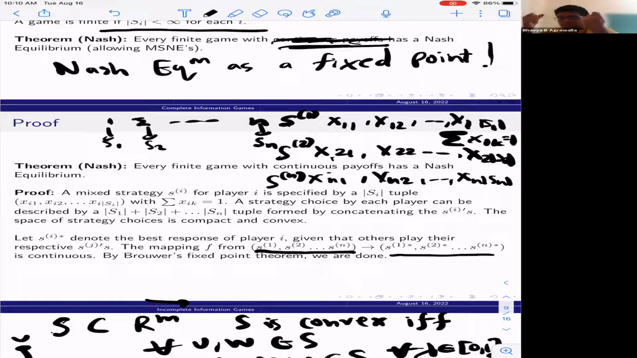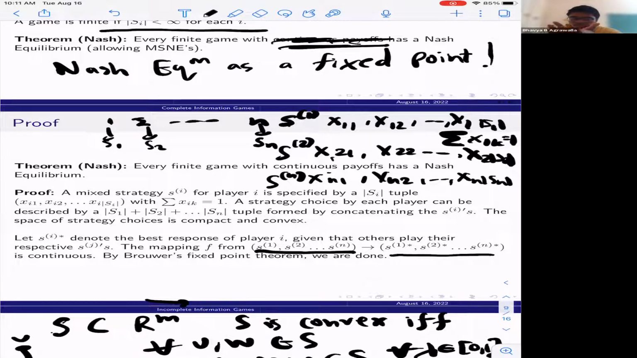Then S2 star is the best response of player 2, given that the other players are playing. So given that 1 is playing S1, 3 is playing S3, and N is playing Sn, and so on. Every player knows everyone else's strategy, and then they change their strategy so that it's the best response to other people's strategy, and then they keep on doing that. So a point which is fixed by this is exactly a Nash equilibrium point.